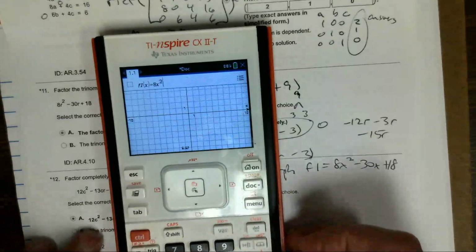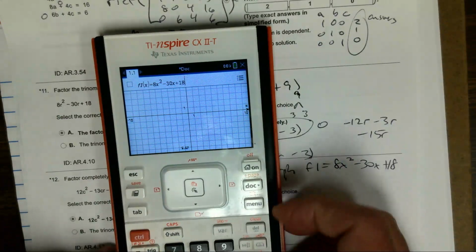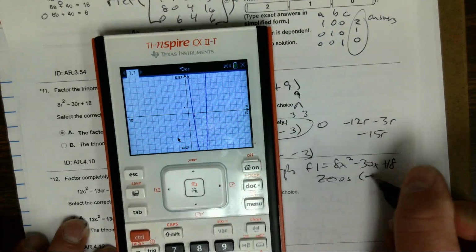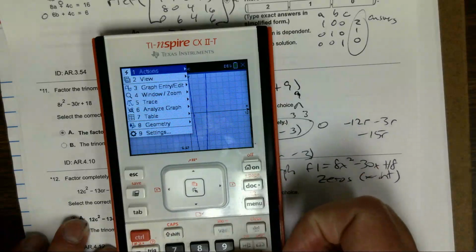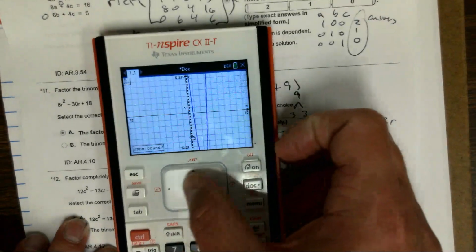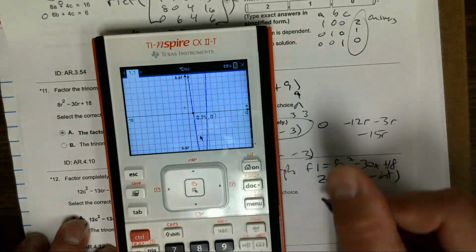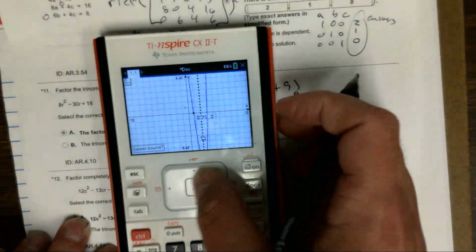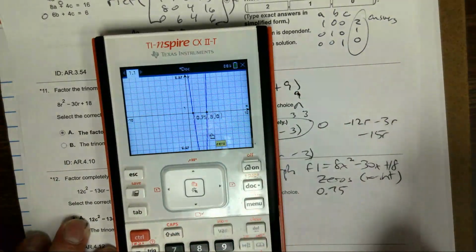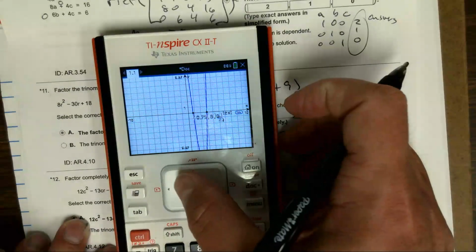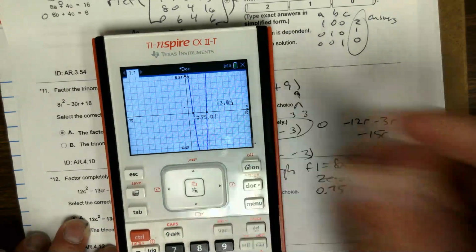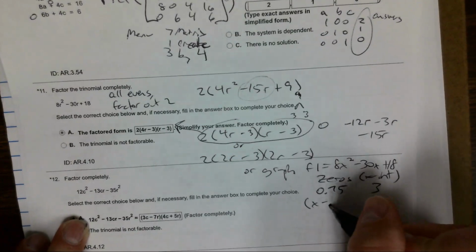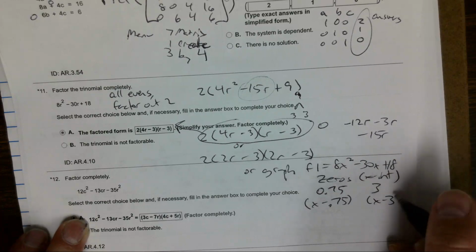$8x squared minus 30x plus 18. Then you get your zeros, which are your x-intercepts. And on this one, I get 0.75. And on this one I get 3. So what that means is this is like x minus 0.75 and x minus 3.